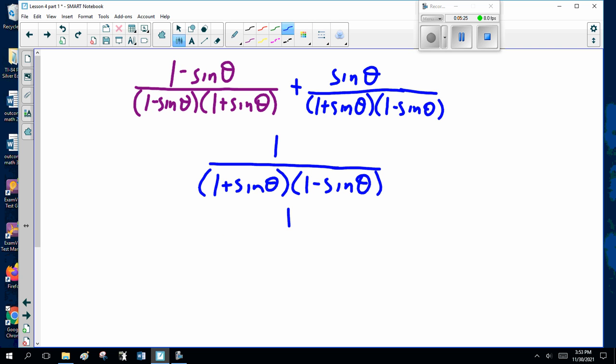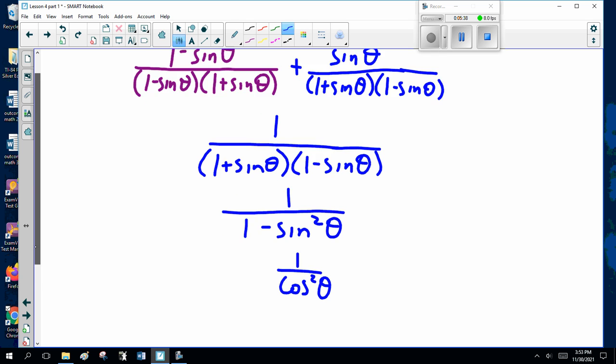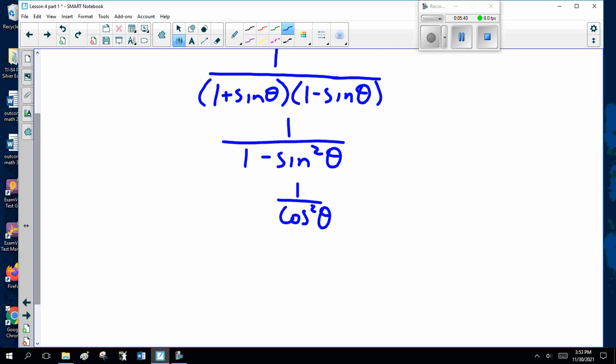And now I would multiply out my denominator, 1 minus sine squared of theta, or 1 over cos squared of theta. And that becomes secant squared. So that whole mess simplifies to secant squared.